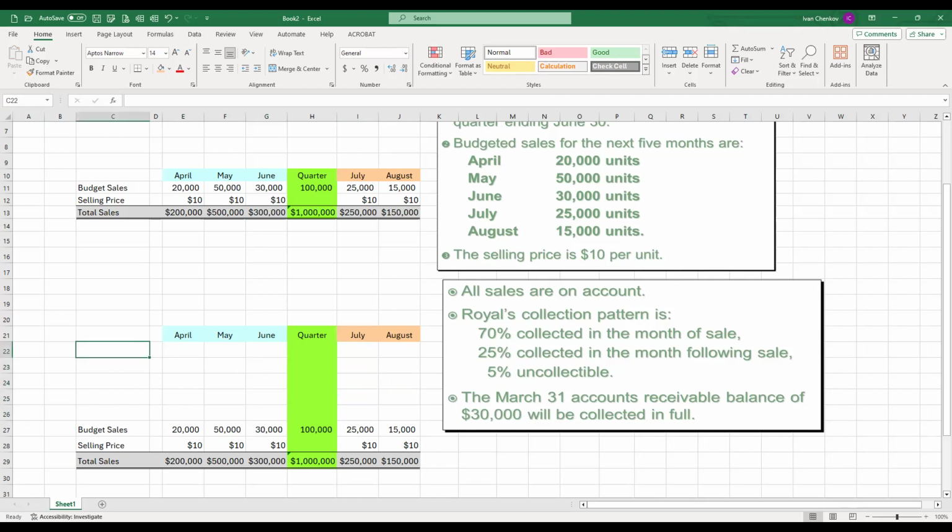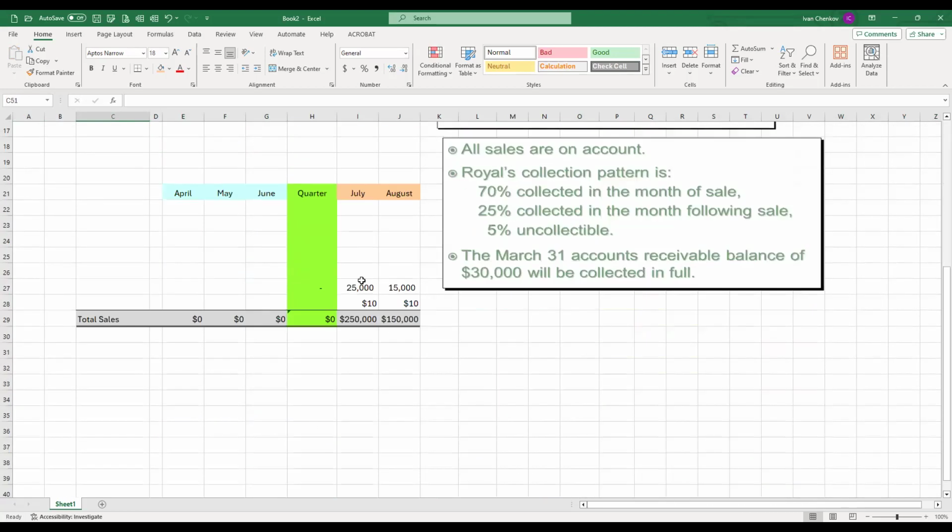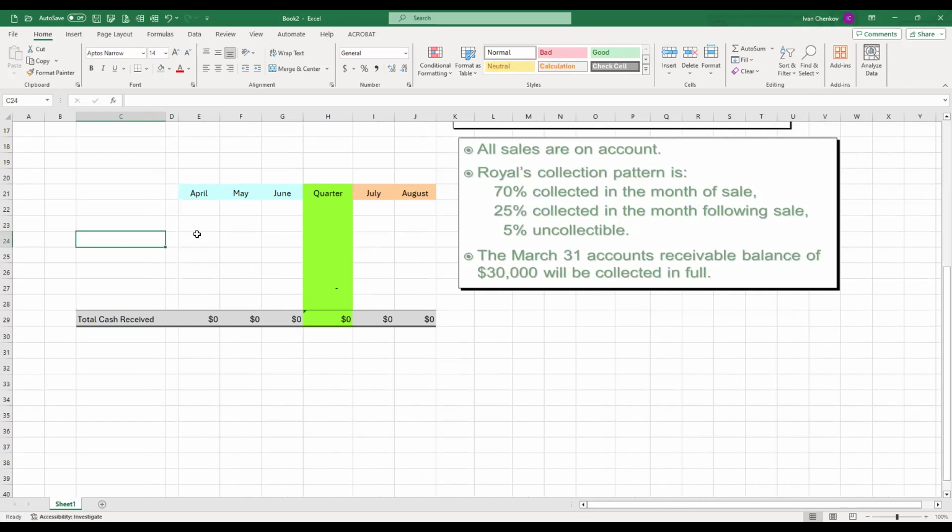So what are we going to do? First, we have to figure out how much we're going to collect every single month. So how much we're going to collect for April, how much we're going to collect in May, how much we're going to collect in June, and July and August. We don't have that information. So the total cash received. We have to get those numbers.